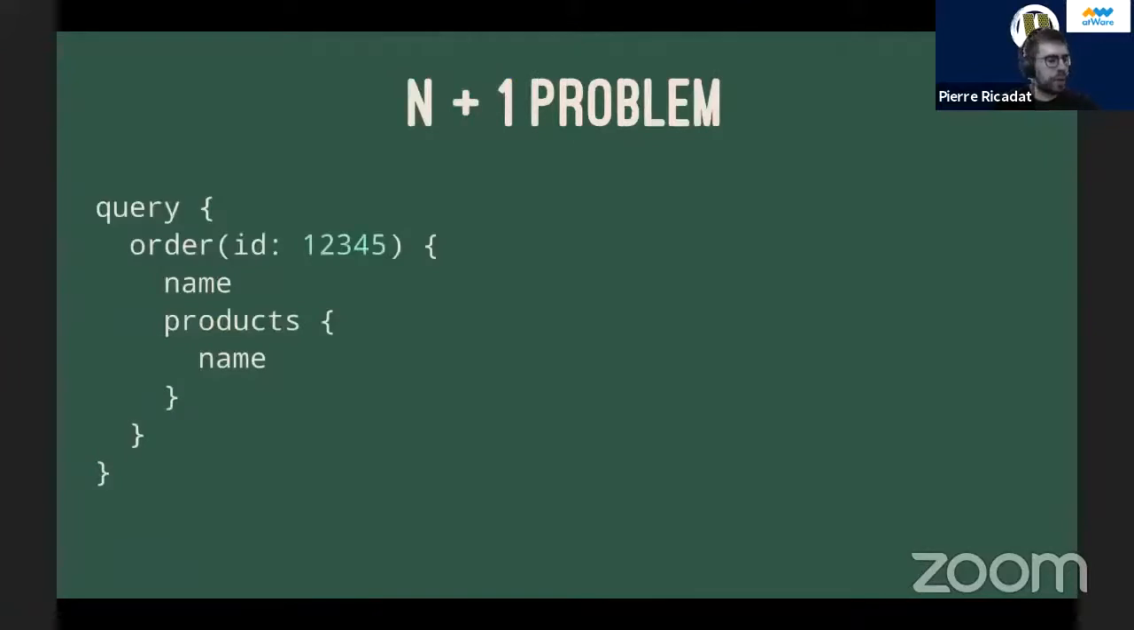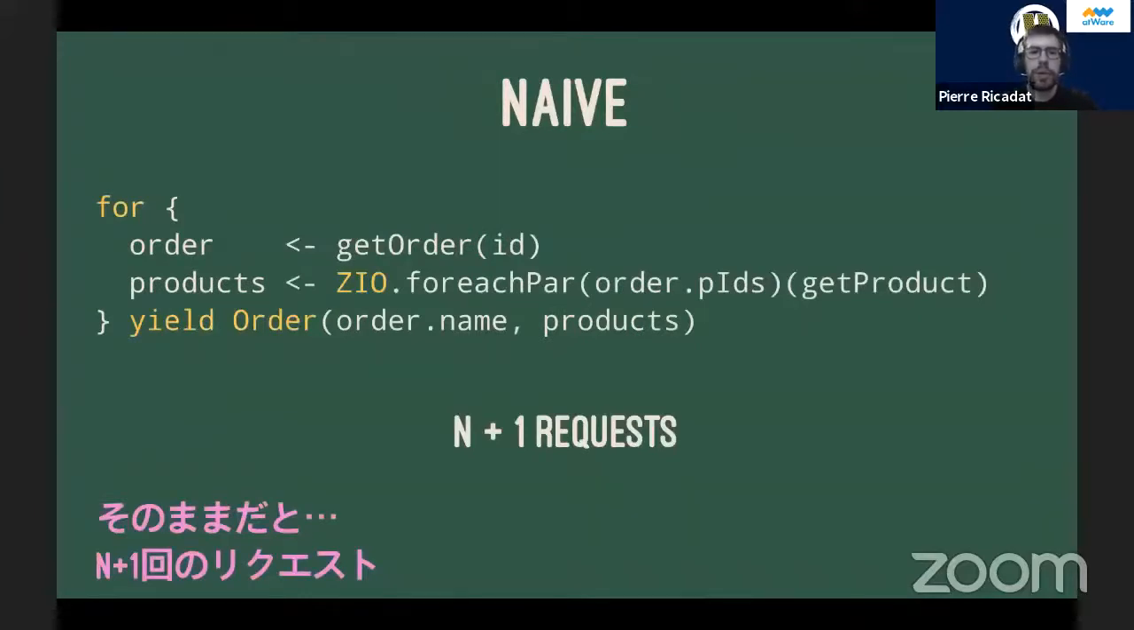So now I covered a basic example. Let me talk about a few more advanced features of Caliban. One problem that is very common with GraphQL is what we call the N+1 problem. So let's say you query an order, and then for this order, you have a list of products, and for each product, you want the name. So here is a naive way to do it.